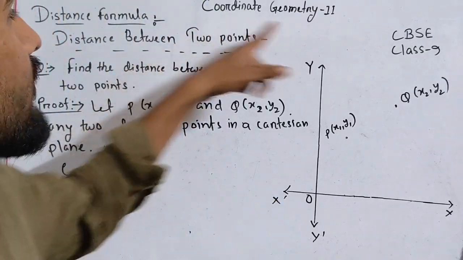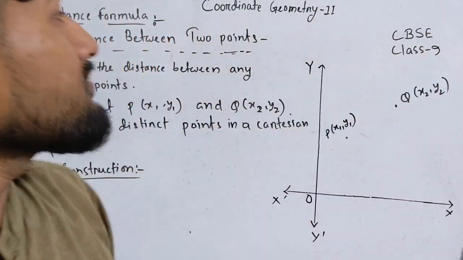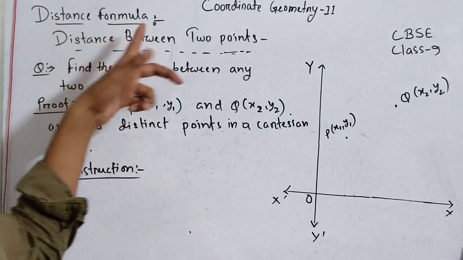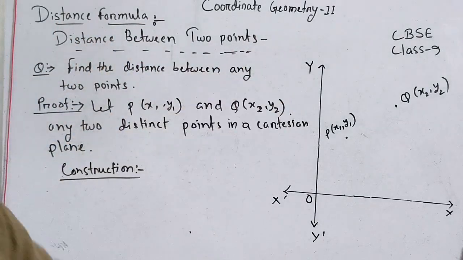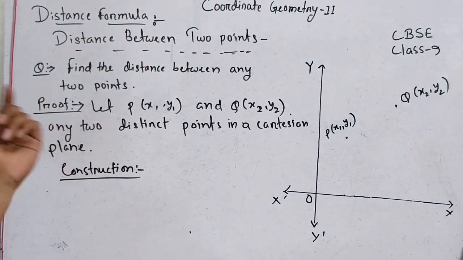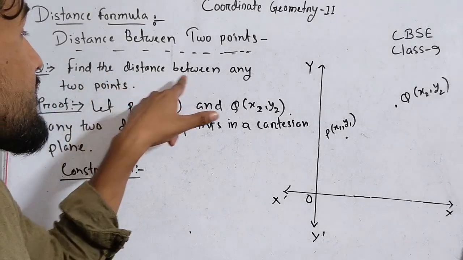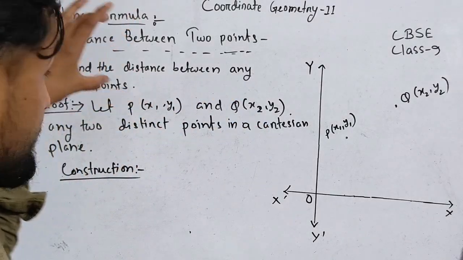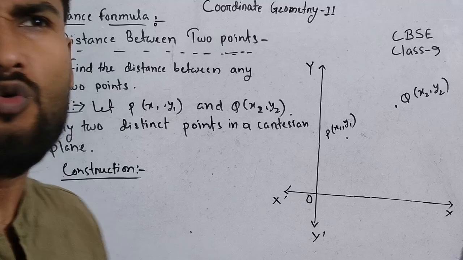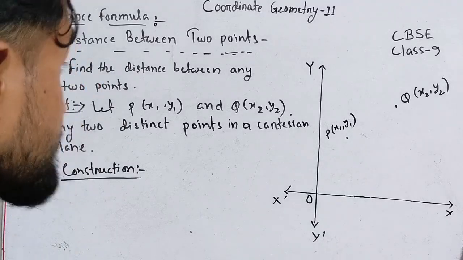Today we shall discuss coordinate geometry, theme 2, from CBSE class 9. Today we shall discuss the distance formula, the distance between 2 points. We can make questions like that: find the distance between any 2 points. In the other way also, questions can come in the coming examination.